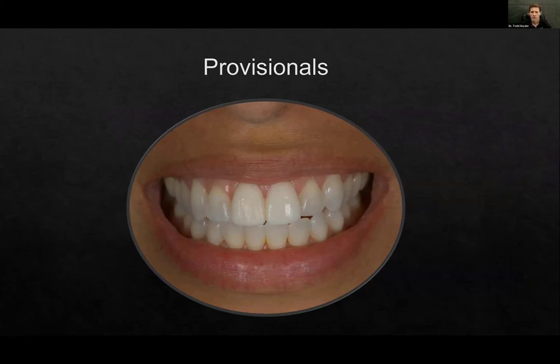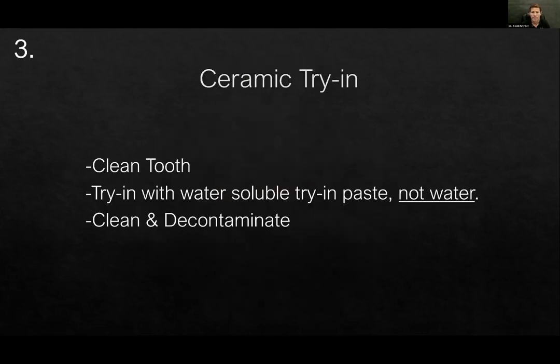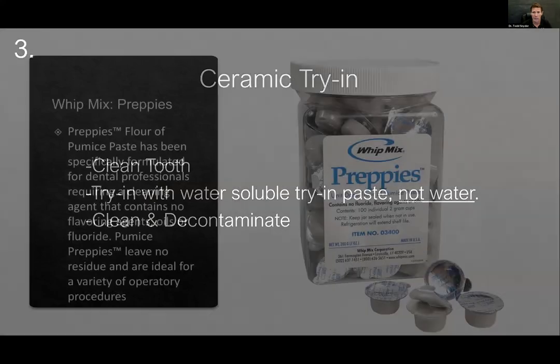All right. So if we take the provisionals off, we now have to obviously try things in. Okay. So the first thing we have to do when we take the provisionals off is clean the tooth structure. In cleaning the tooth, we have a number of different options, and I'll show you what those are. Once we've done that, we use water-soluble try-in paste inside the ceramic. Okay, we're going to optically connect them to the tooth structure. And then after we've done that, we're going to clean the tooth again.